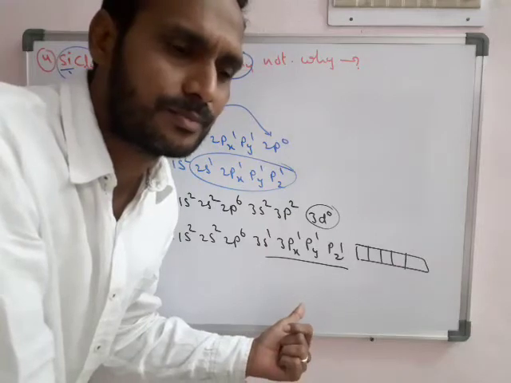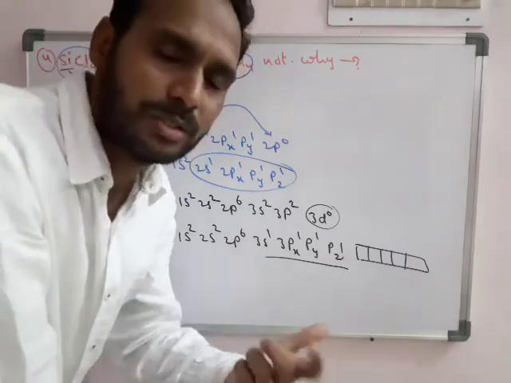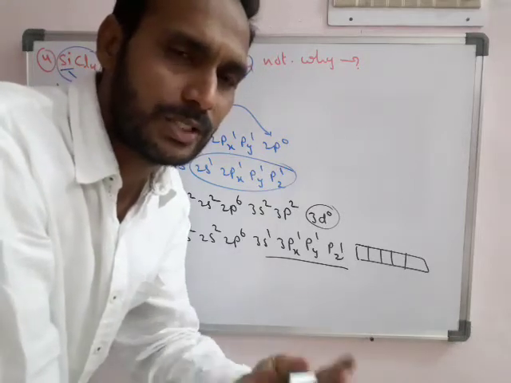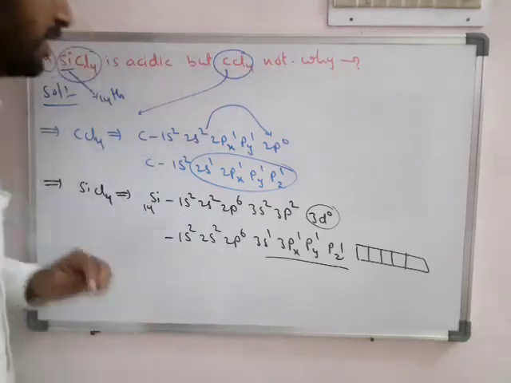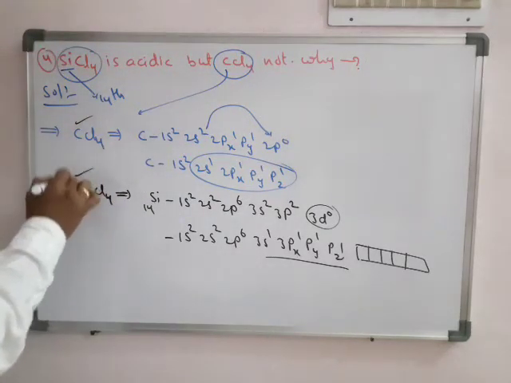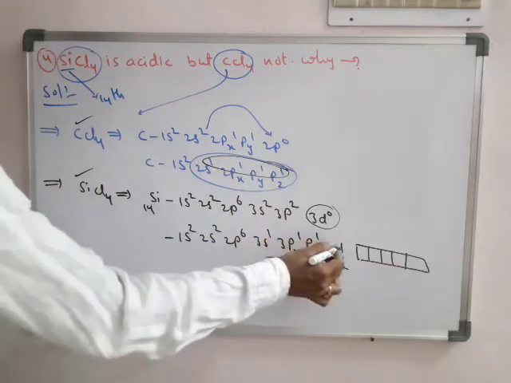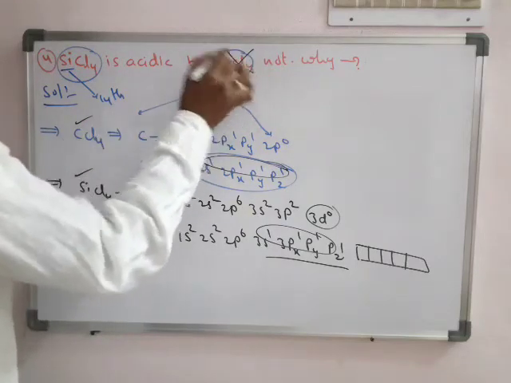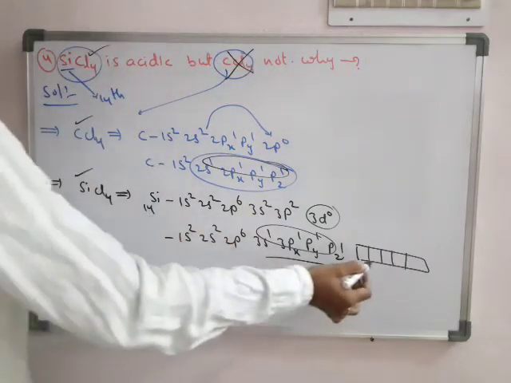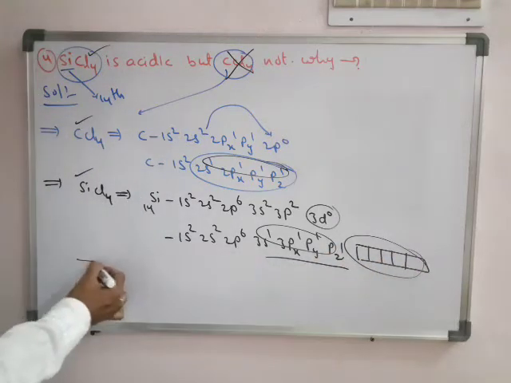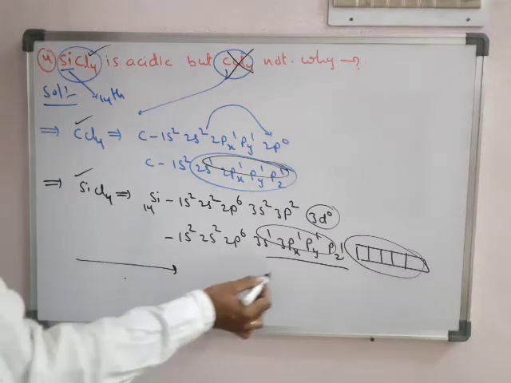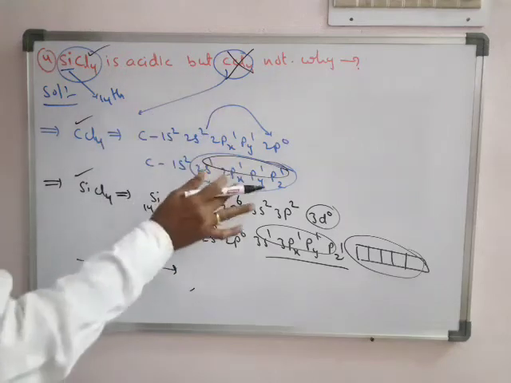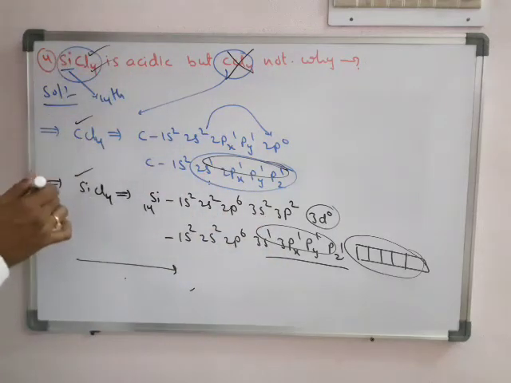Here in silicon, the third shell is present and the 3d is totally vacant, so it is ready to accept electron pairs. Even though carbon and silicon both have 4 electrons in their valency, due to the absence of d orbitals in carbon, CCl4 does not work as an acid, whereas due to the presence of vacant d orbitals, SiCl4 works as a Lewis acid. You have to write this sentence.